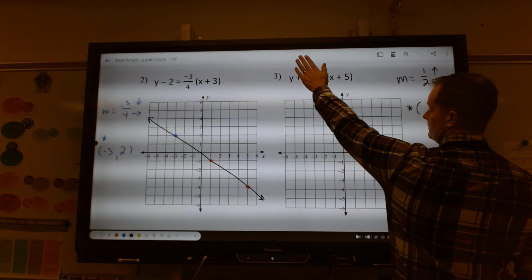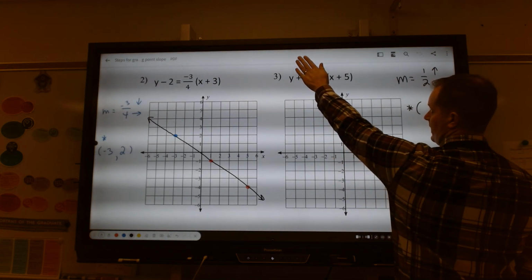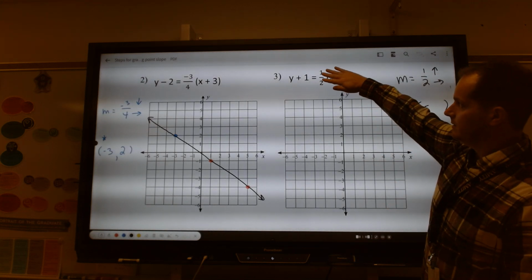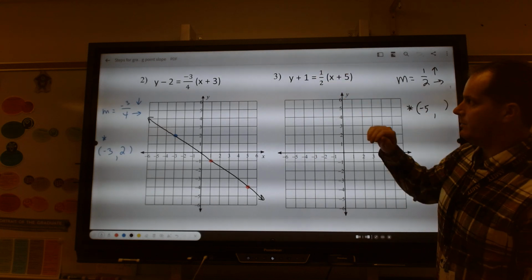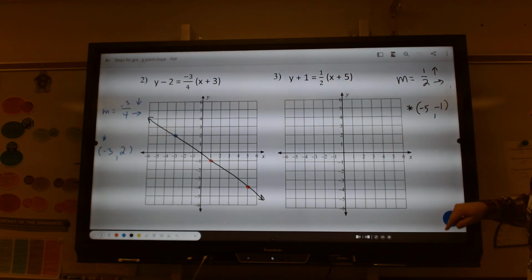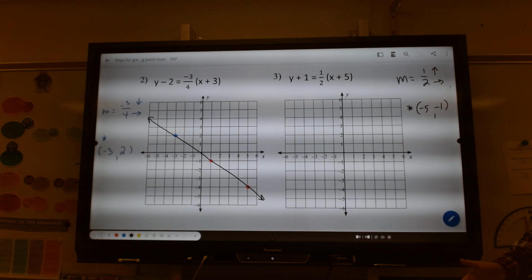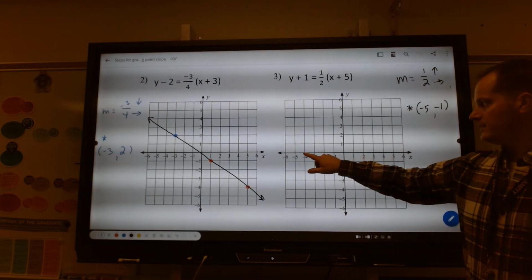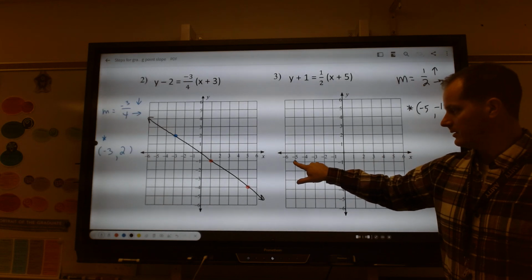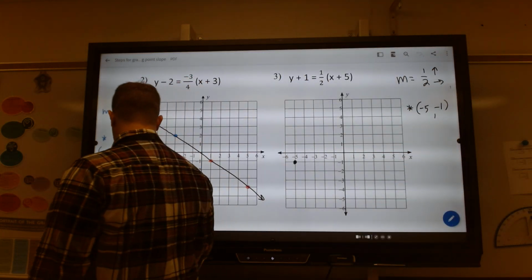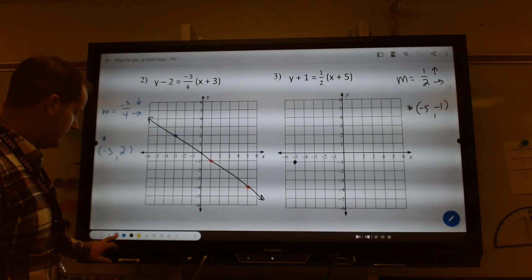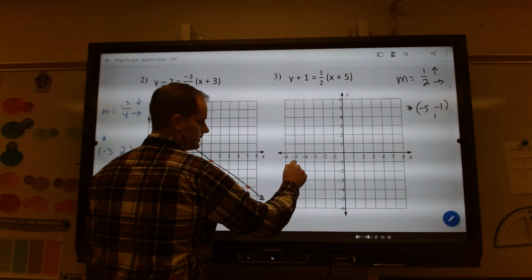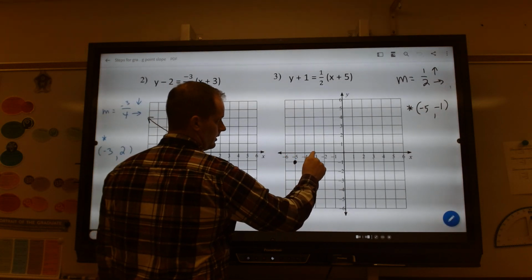For my x value, you'll notice that it's x plus 5, so x must be -5. And for my y, I have y plus 1, so y must be -1. Again, -1 plus 1 is 0, and -5 plus 5 is also 0. So -5, -1, I'm going to plot my particular point. And just like we've done in the other examples, we're going to plot other points using the slope. Our slope is 1/2. So up 1 to the right 2, up 1 to the right 2.